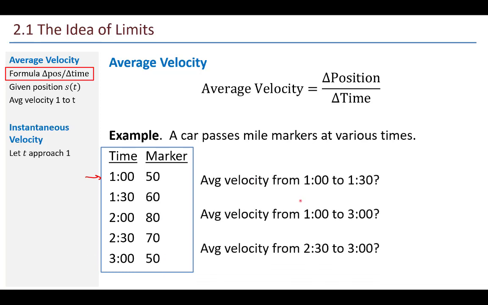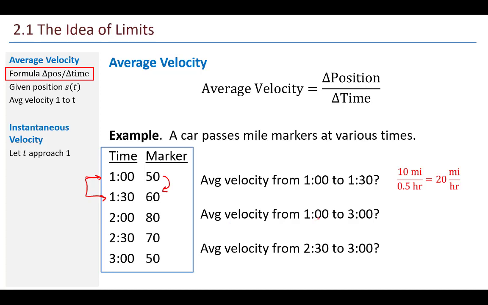So what is the average velocity from, say, 1 o'clock to 1:30? So from 1 to 1:30. Well, the change in position, it has increased by 10 miles. But the change in time has increased by half an hour. We'll call that 0.5 hours. So 10 divided by 0.5 is 20. And the units stay the same. Miles was on top, hours is on the bottom, so the answer is 20 miles per hour. And that's the rate. The average velocity from 1 to 1:30 was 20 miles per hour.